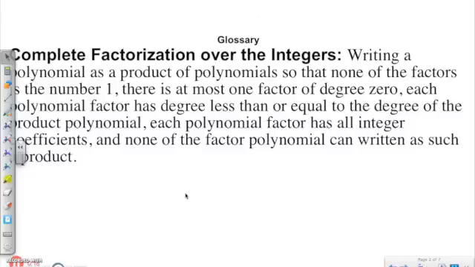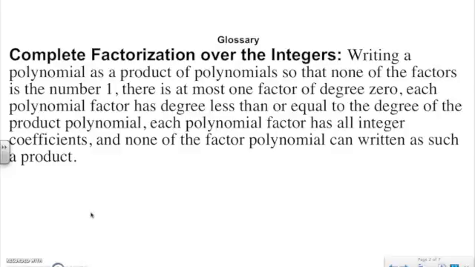Before we get started, we do have a little vocabulary for you to add to your glossary. Our vocabulary word for this lesson is complete factorization over the integers. It has a long, complicated definition that we'll go over quickly, and when we actually start practicing this, you'll get to see this definition in action.